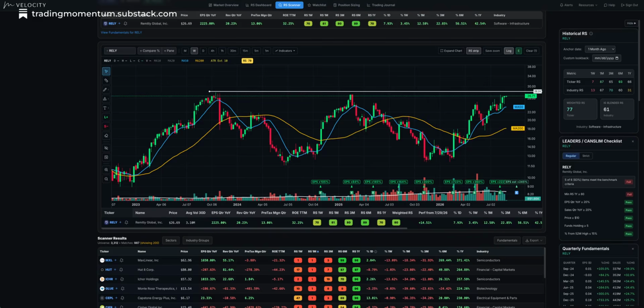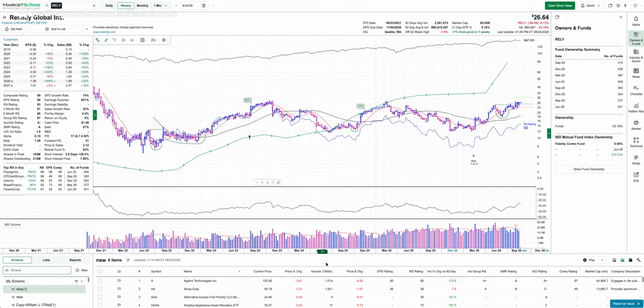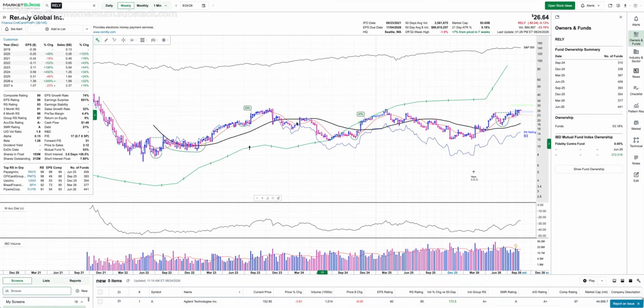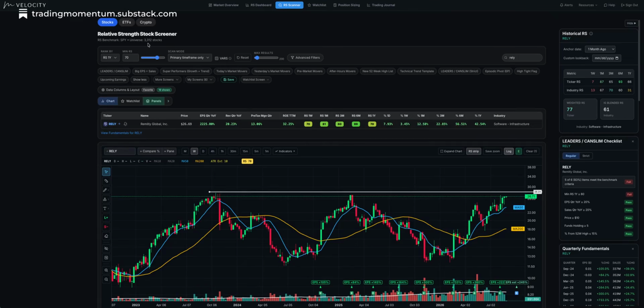Now you see 70. If you look at RELY on Market Surge, it's a 93. And so you're probably like, whoa, that's a big difference. Why is that? Well, we're both using the S&P 500 as the benchmark, but that's a 93 out of the 11,000 stocks that Market Surge is looking at, right? It's rating it within those 11,000 when I'm looking at it within the 3,312. So I have the 11,000 in the back end that I'm starting with.